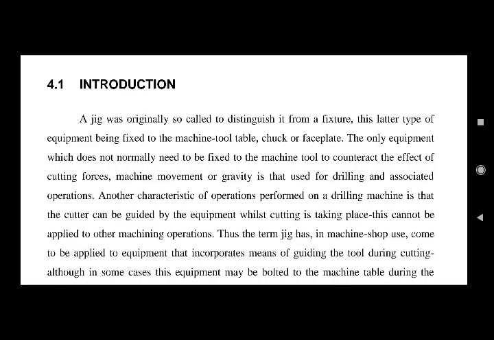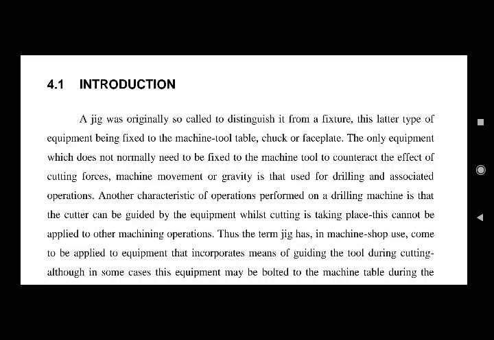In today's lecture of design of jig and fixture, we are going to see in detail what are the conditions that are associated with the design and construction of drilling jig. Let us start. A jig was originally so called to distinguish it from a fixture.